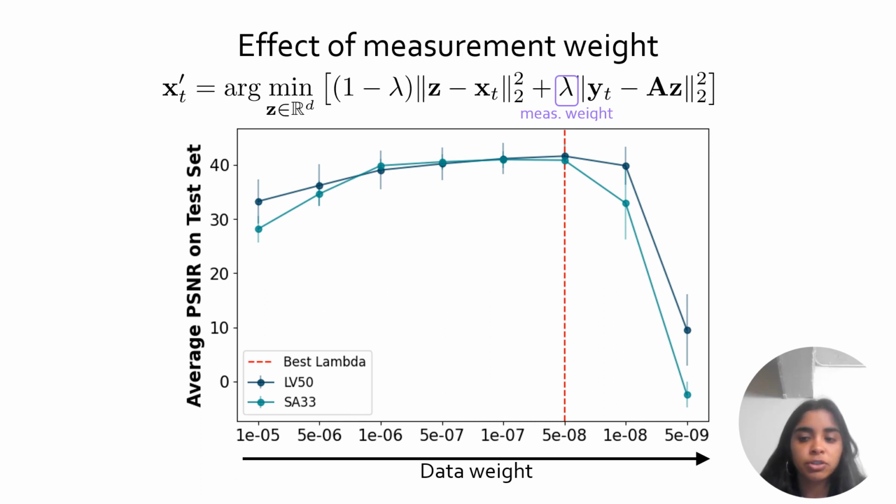We see that there is a gradual improvement in PSNR as we increase the measurement weight towards 1 minus 5 times 10 to the negative 8, past which there is a drop in performance. This suggests that we don't want to weigh the measurements too much and overpower the prior.